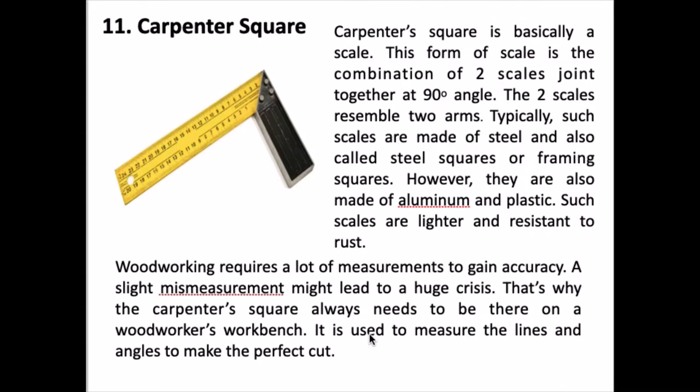So another is the carpenter square, or try square. This carpenter square is basically a scale, you can say. And this form of scale is a combination of two scales.